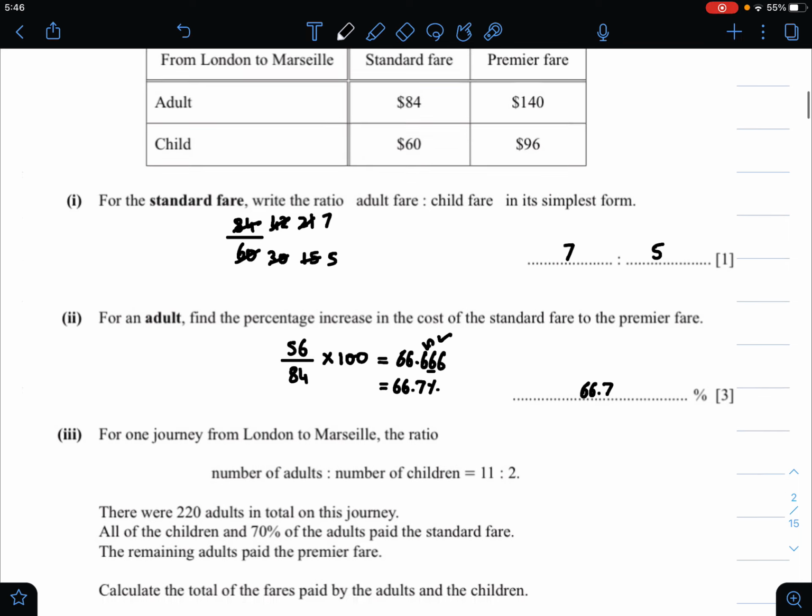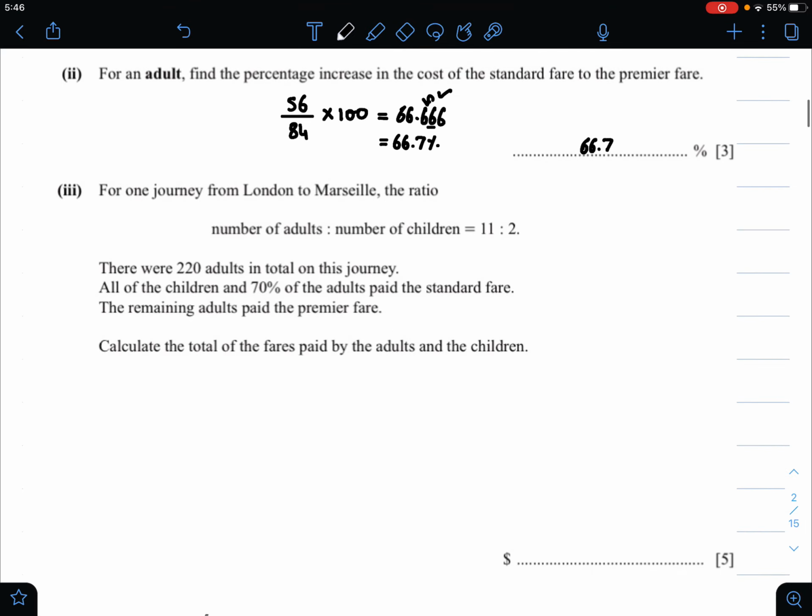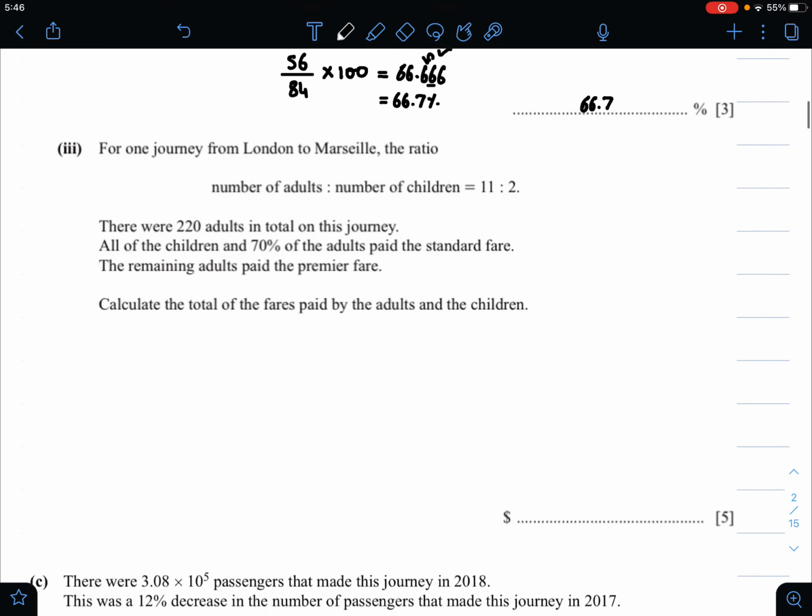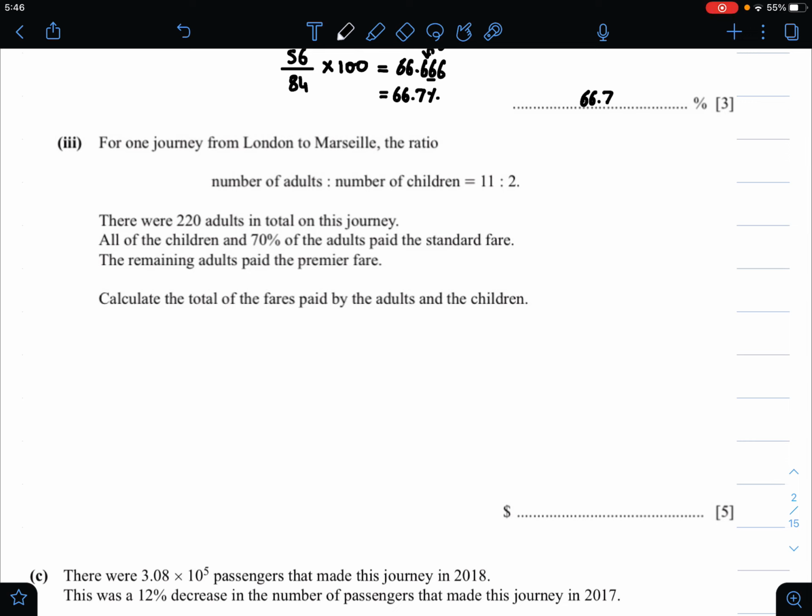Now let's move to B part 3 of this question. So for B part 3, they are asking us to calculate the total fare paid by the adults and the children. Now they've given us some information. Let's go through that. So they are telling us that the number of adults to the number of children is in the ratio 11:2. They are telling us that there were 220 adults in total.